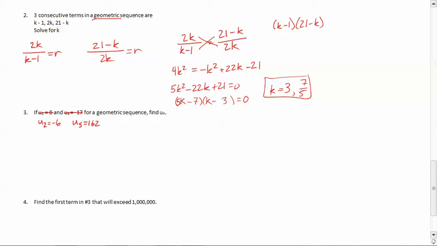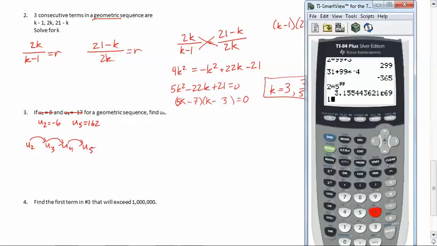Now, there's a couple of ways you can do this. You can do it similar to how we did the arithmetic sequences. You can just kind of reason through it, right? So you could say, well, to get from u2 to u3 to u4 to u5, that means I'm going to have to multiply or divide by the same thing, multiply 3 different times. So I'm going to take 162 and divide by negative 6. 162 divided by negative 6. And I'm going to get negative 27.